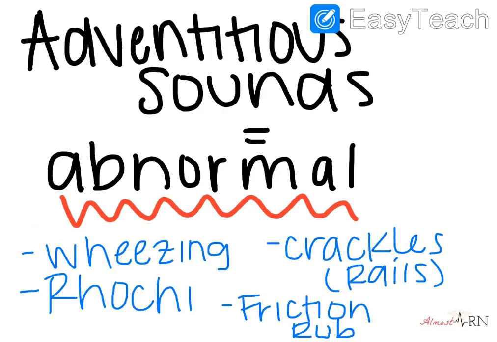So adventitious sounds are abnormal sounds. If you see written on a chart adventitious, just know that means it's not a normal sound that's happening. Those are things like wheezing, rhonchi, crackles, or you might hear them called rales, and friction rubs.